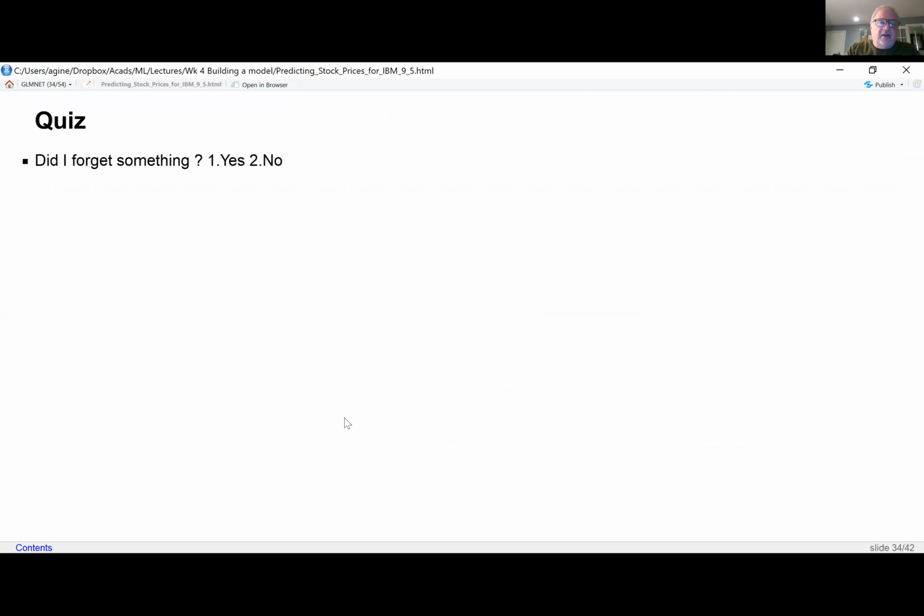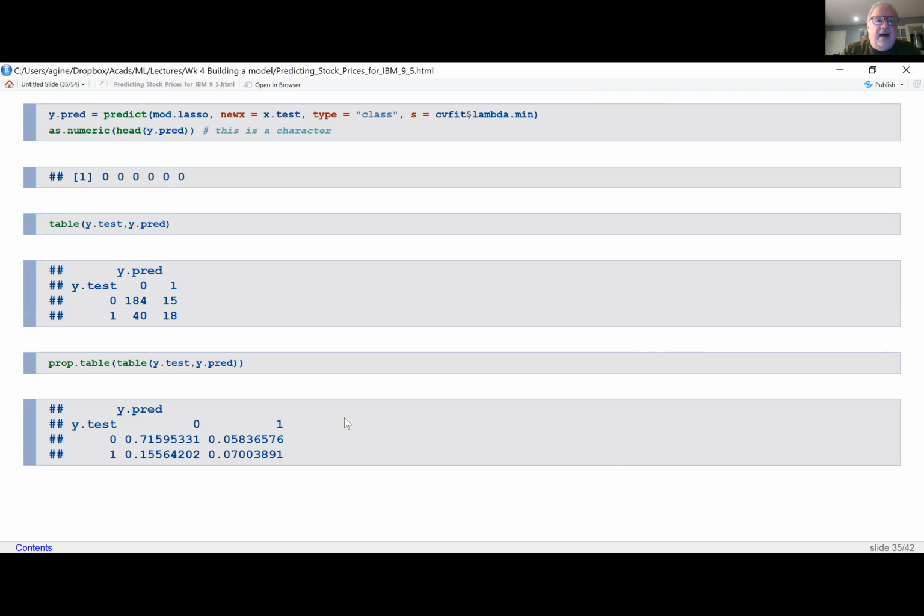Okay, so did I forget something? The answer is yes, I did forget something. I showed you how it did with the training data, but that's not really how accurate the model is, because after all, it used that data to train. The real test of how good it's going to be is on new data.